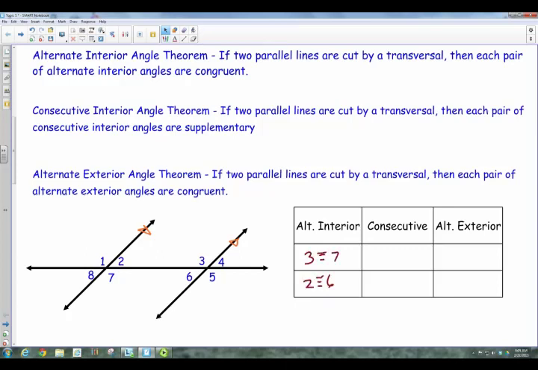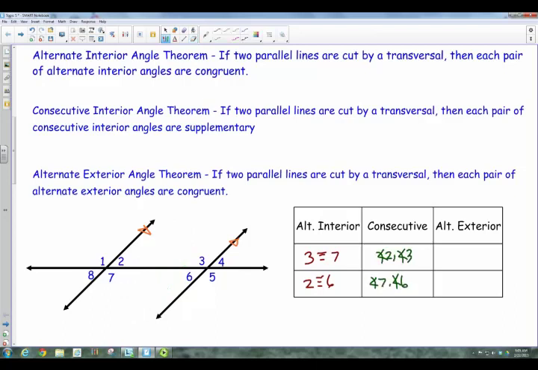Those are alternate interior. Now consecutive interior. Again, we're still on the interior. Consecutive means on the same side of the transversal, so they do not cross over. For this one it says each pair is supplementary. So if we look inside here again, they're on the same side of the transversal. For consecutive, you'd have angle 2 and angle 3. Now notice they're not congruent. Angle 7 and angle 6. What it says is they're supplementary, meaning they would add up to 180 degrees.